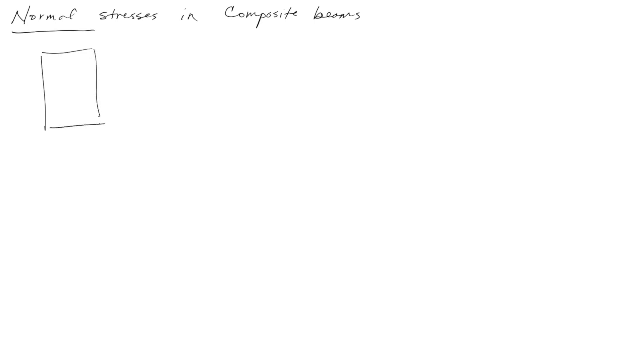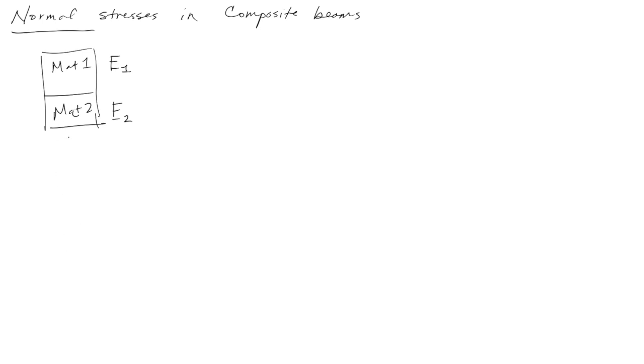Okay, in this lecture, we're going to study normal stresses in what are called composite beams. What we mean by composite is we have a beam where part of it is one material, material 1, and another part is a different material. This will have a Young's modulus, let's say E1, and then a different Young's modulus, E2.